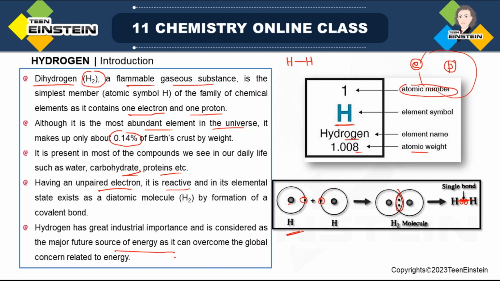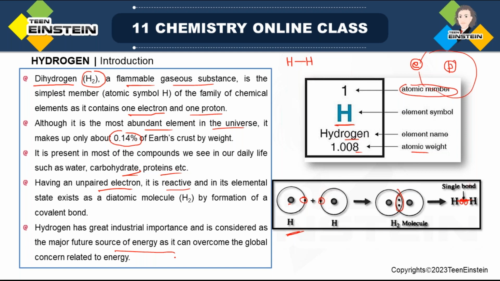As we proceed through this chapter and reach the application part, you will see that hydrogen can be a good source of energy in the future. Though nowadays it is not the major source we use for energy, in future there is potential for that, as it can overcome the global concern related to energy. If we consider pollution nowadays, the energy sources that we use have a high chance of producing pollution, but when we use hydrogen gas as the source of energy, that problem is solved.